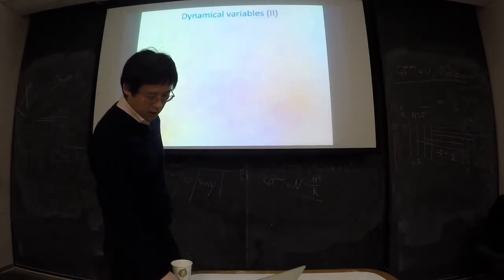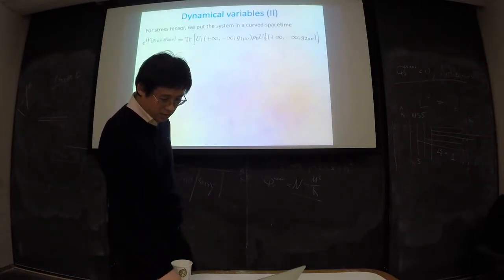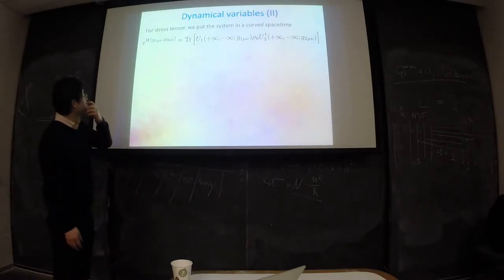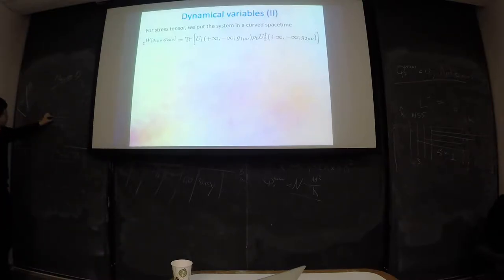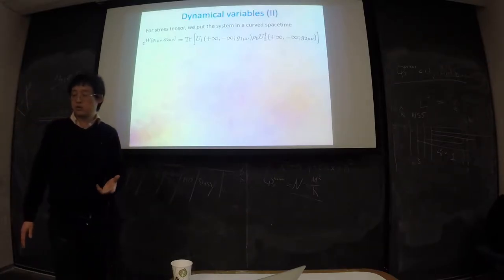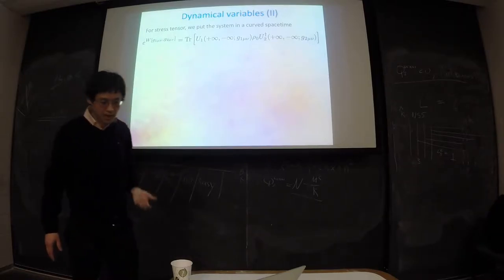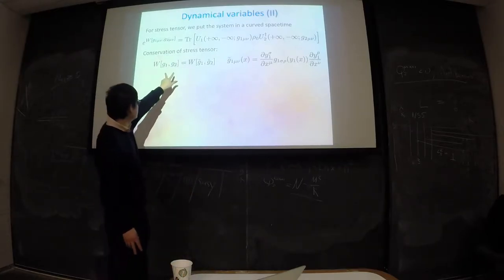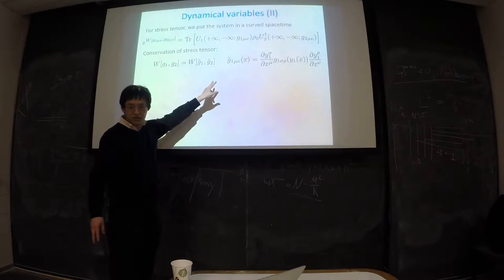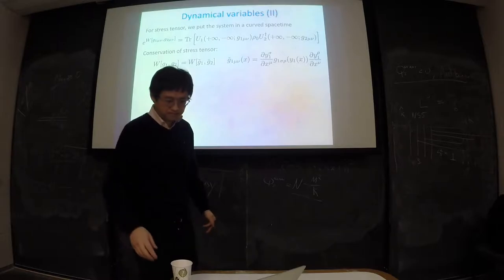Okay, so now you can do more serious things. Now you can do the stress tensor. The idea is very simple. It's the same. For the stress tensor, you just put it on curved space-time. And for these two different Lagrangians, you put in different external metrics. Then that can give you the generating functional for the stress tensor. And again, the conservation of the stress tensor means that this should be invariant under independent diffeomorphisms of the two branches.